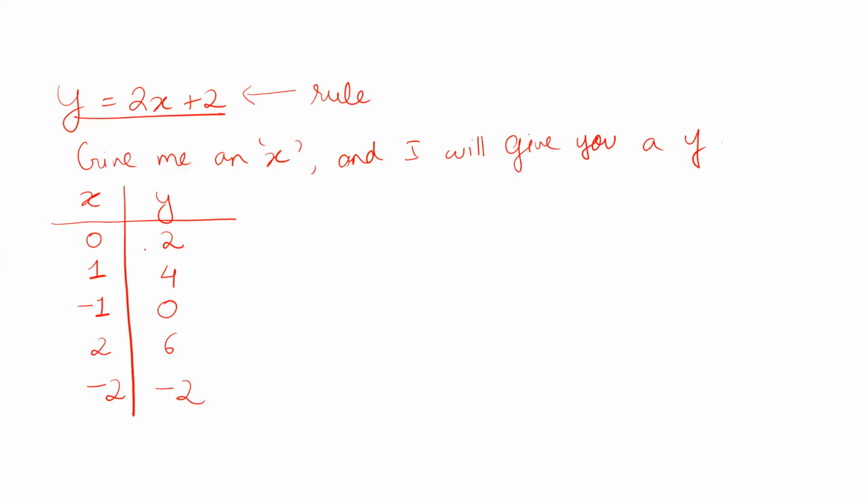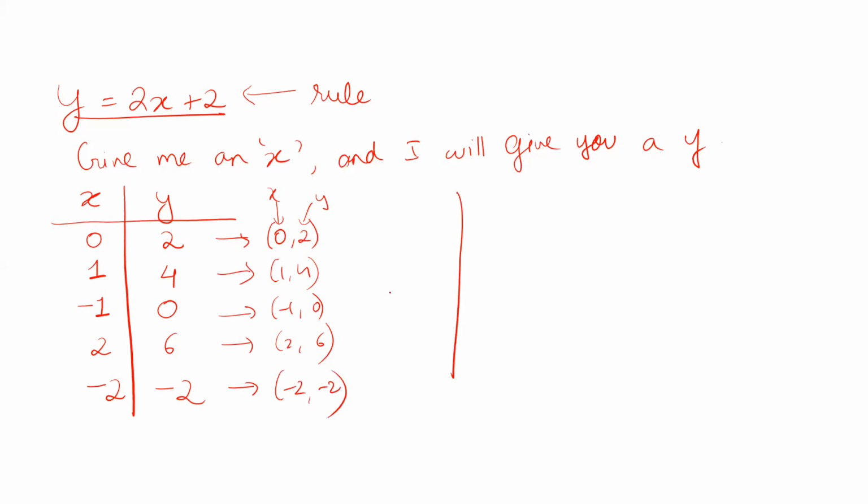So you can actually make a table like this. For each entry in the table, you have a point: (0, 2), where this is the x and this is the y. That's how we represent points on the plane, the x coordinate and the y coordinate. From this one, you have (1, 4). From this one, you have (-1, 0). Then (2, 6) and (-2, -2). You get a bunch of points like this, and then you just draw them out.